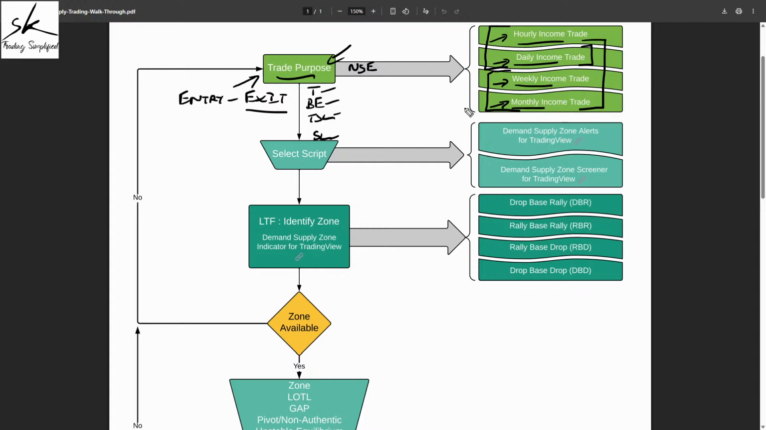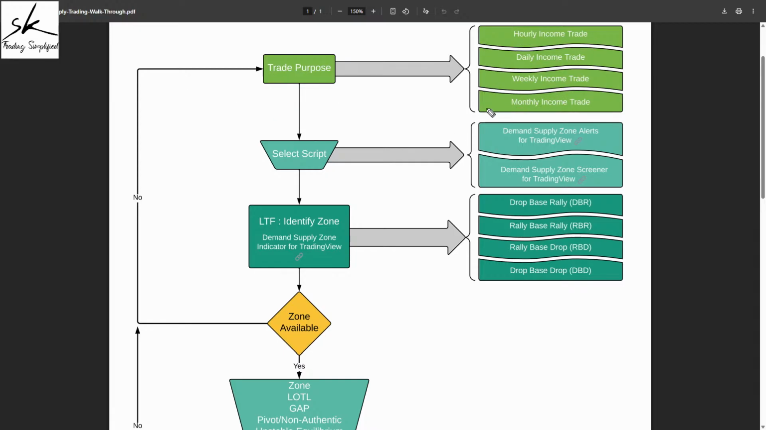So yes, step one, I need to define my trade purpose, and let's assume I opted I want to plan monthly income trades. Now, once I have decided my purpose of trade, what is going to happen from the rule book, I'll get to know what time frames I should be using.